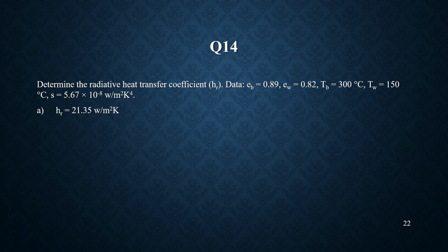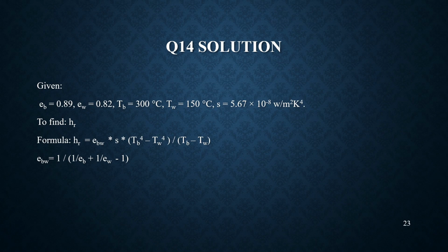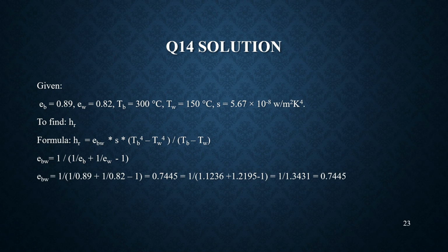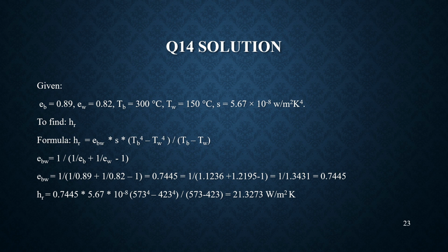And the last we have calculated radiative heat transfer coefficient HR, which is nothing but EBW into S into (TB power 4 minus TW power 4) by (TB minus TW). So EBW first we calculated using the previous formula 1 by EBW equals 1 by EB plus 1 by EW minus 1, and taking the whole reciprocal gives EBW. Substituting EBW in the HR equation gives the radiative heat transfer coefficient. So we have got the answer as 21.3273.